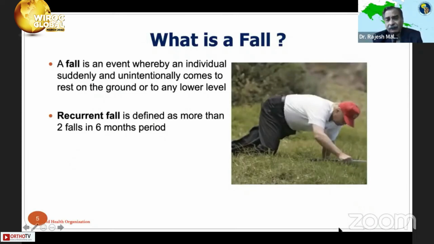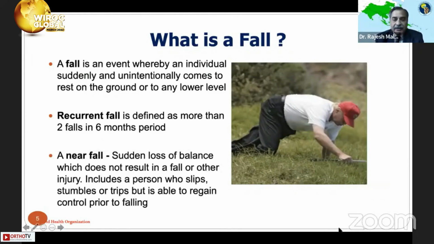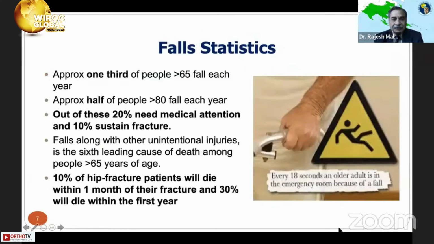A fall is said to occur when an individual suddenly and unintentionally comes to rest on the ground or any lower level. And a recurrent fall is if you fall more than twice in 6 months. And then there is a near fall, where a person slips, stumbles, or trips, but is able to regain control prior to falling. About one third of people more than 65 years, or more than half over 80 years of age, fall every year. 1 out of 5 will need medical attention and 1 out of 10 will sustain a fracture. And this is a leading cause of death. And of course, we know the statistics about the hip fractures.